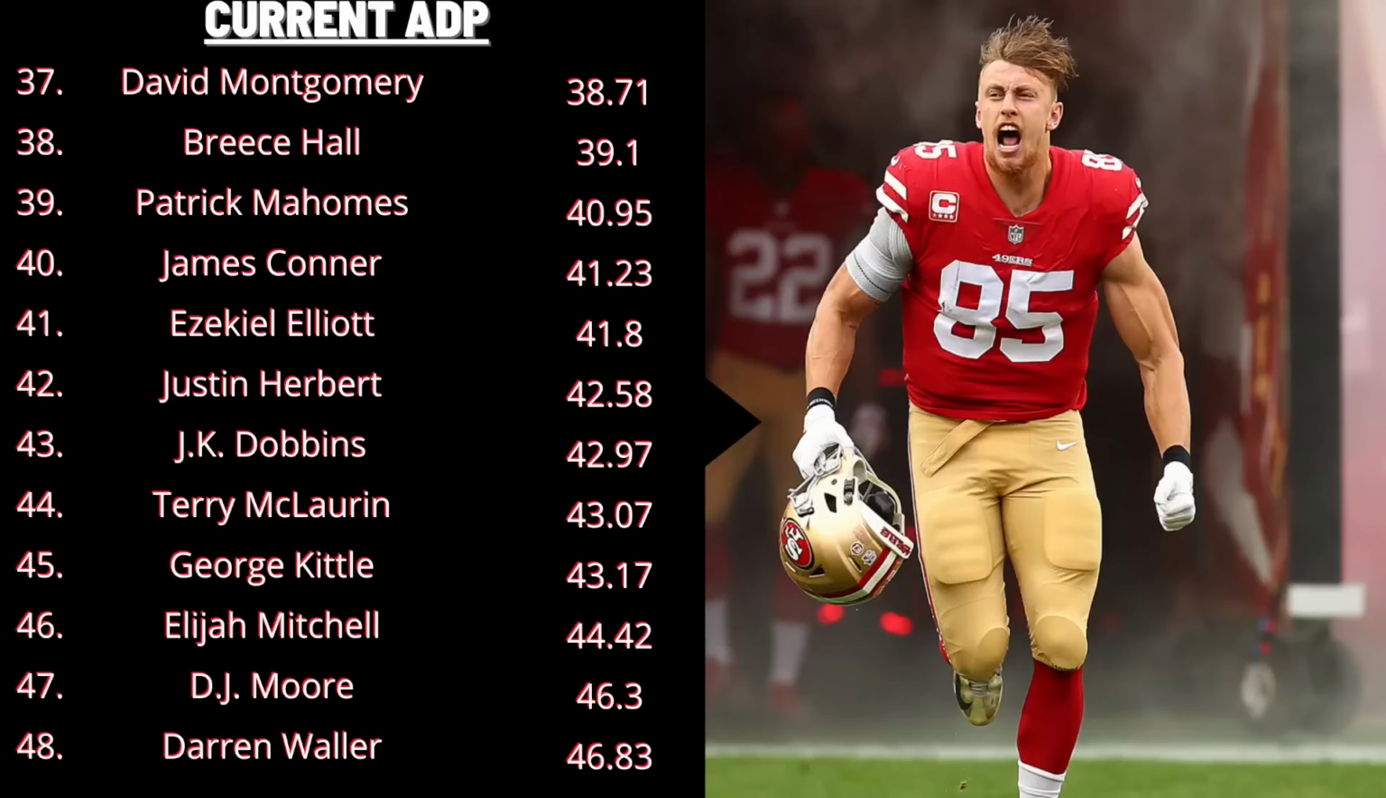Justin Herbert at number 42. Going to be a big season for him and the Chargers out there. J.K. Dobbins coming back from that ACL. Not 100% ready to go yet, but people are drafting him in the 4th because they love the potential upside. Terry McLaurin has got himself a little bit better of a situation at quarterback with Carson Wentz this year. Hopefully that helps with some consistency.